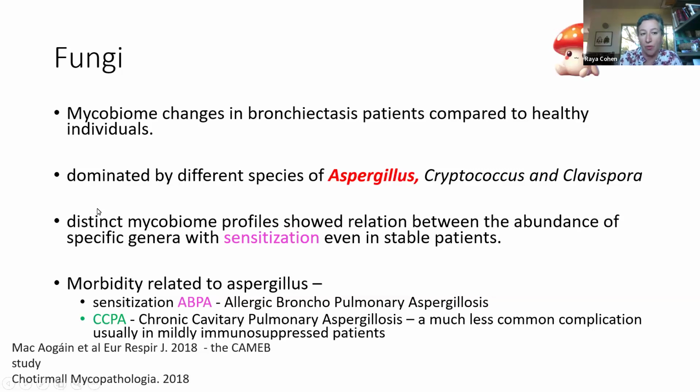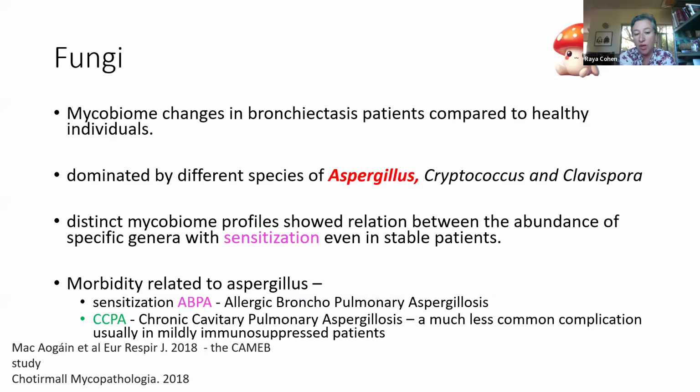What about fungi? Fungi are a much less known kingdom than bacteria, still, I think, to most of the medical fields. We do know that there is a change in the mycobiome, that means in the community of fungi, in bronchiectasis patients compared to healthy individuals, and that they are dominated by different species of Aspergillus, Cryptococcus, and Clavispora, and most importantly, Aspergillus. Why did I highlight Aspergillus? Because we do know that Aspergillus can be related to certain disease entities, which include, for example, ABPA, allergic bronchopulmonary aspergillosis, which is actually an allergic sensitization to Aspergillus.